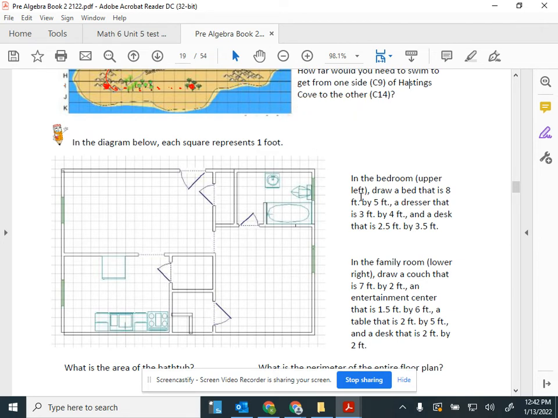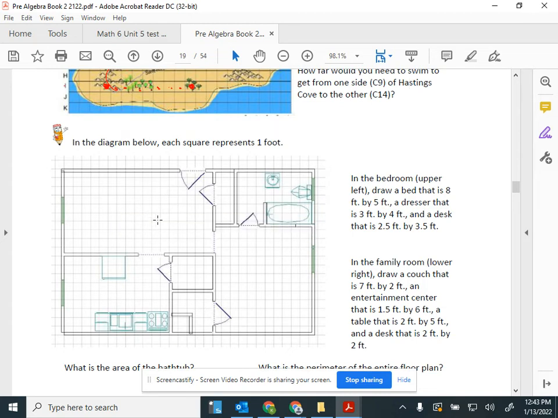In the bedroom, the upper left, draw a bed that is 8 feet by 5 feet. So it's different than what we were doing on the map. Now you're actually drawing something to scale. Where would you put the bed? Where would you put the dresser and the desk? So you're going to use this space.